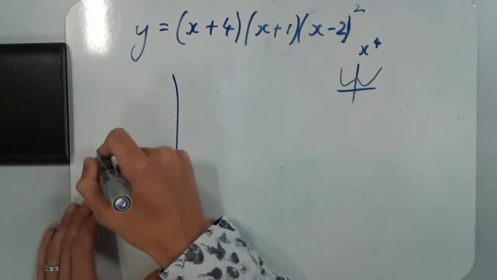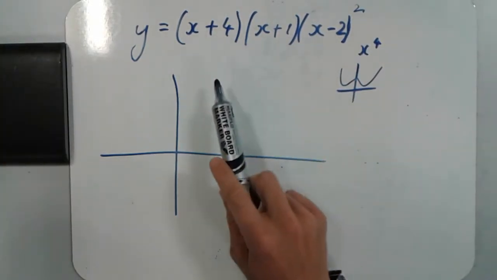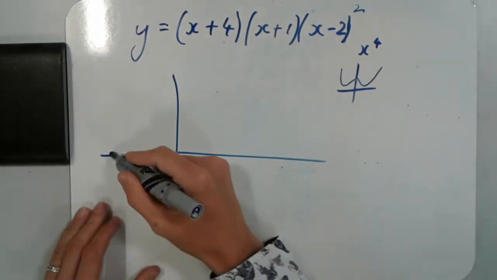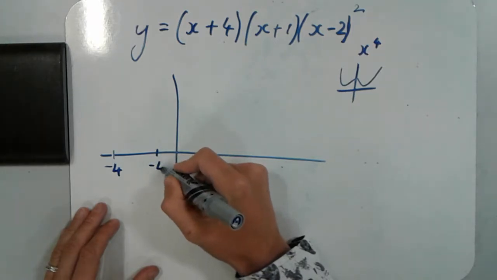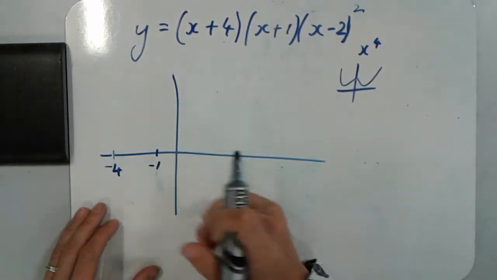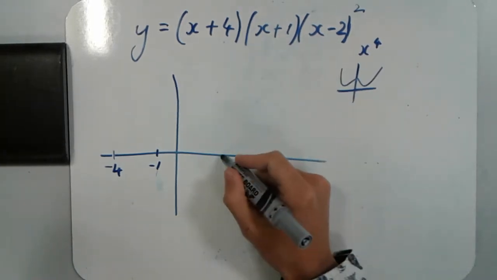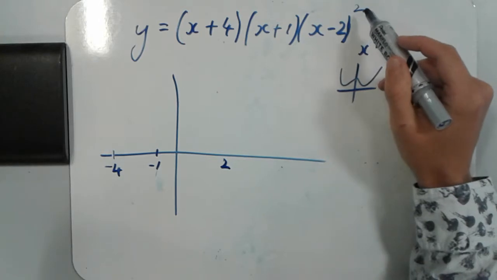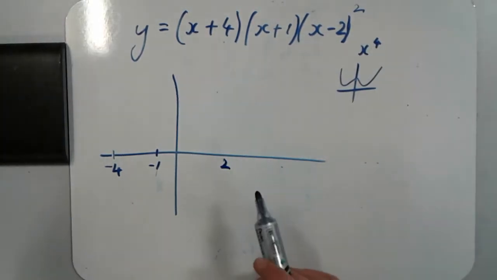Now we just need to identify our roots and our y-intercept. So looking at our roots first of all, we're going to have one root at -4, another root at -1, and then this root here, it is at 2, but we in fact have two roots at 2 there. We'll discuss how we're going to draw that in just a moment.